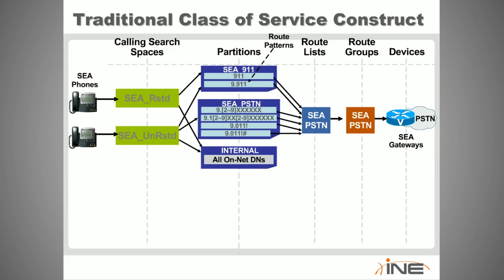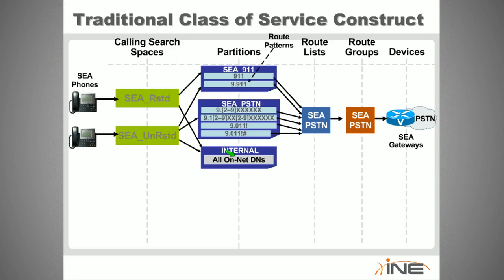So if we look at a traditional class of service construct, we've got, let's say, Seattle phones. We've got Seattle restricted calling search space. This can only see the 911 partition for emergency, and then also the internal partition with all of our on-net DNs. We'll talk about on-net versus off-net calling in a little bit. Then we've got another Seattle phone which has got the unrestricted partition. It's got the 911, the regular PSTN, which contain local, long distance, and international patterns, and also the internal. Okay, so the arrows get a little bit confusing, but you can make them out.